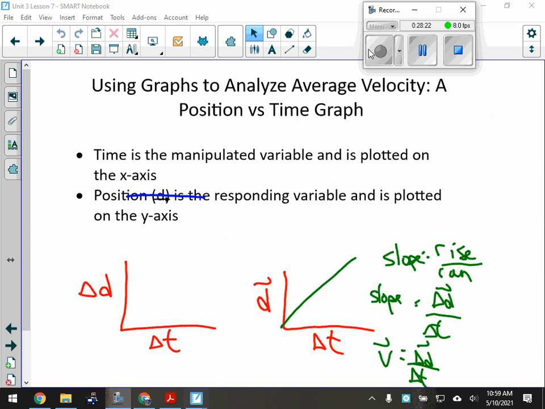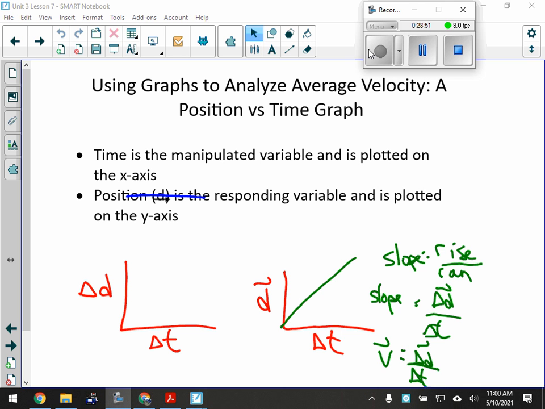All right. So in the rest of this lesson, it says here, let's use graphs to analyze the average velocity and a position versus time graph. So again, you'll notice this is very similar to what we looked at for our very first graph. Our very first graph was what? Distance versus time, speed. And in this case, we're going to talk about position or displacement versus time, okay?